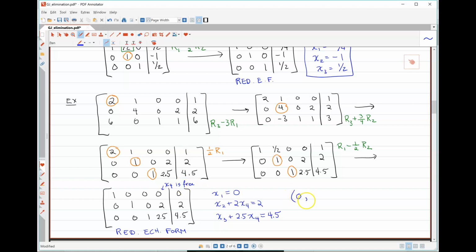So we'll have 0. For x2, we'll have 2 minus 2x4. And for x3, we're going to have 4.5 minus 2.5 x4. And x4 is free. So that's our general solution, and now we are all set.